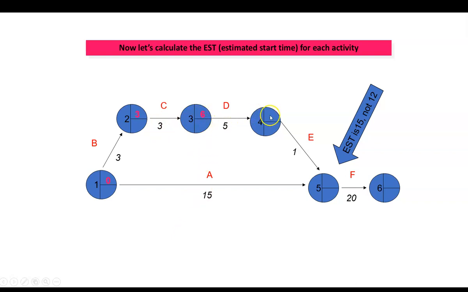6 plus 5 is 11. Now we have a problem, because here we have one more to add. That could make this estimated start time 12, or we could say that we have to wait the 15. Clearly, if we're thinking about when we can start this activity, and we have to wait for A and E to have finished, then we have to wait the longest time. So this one here will be 15.